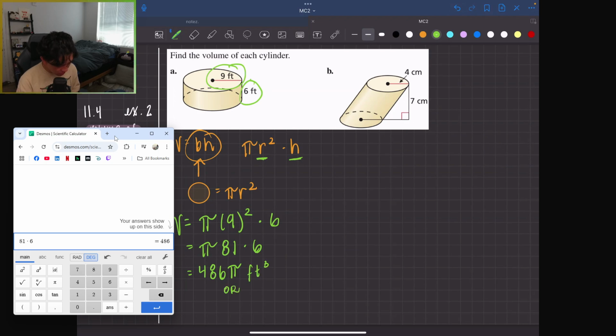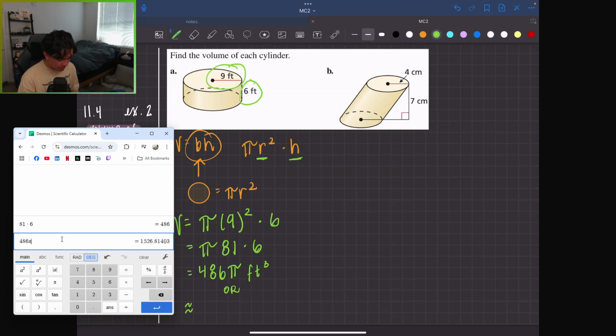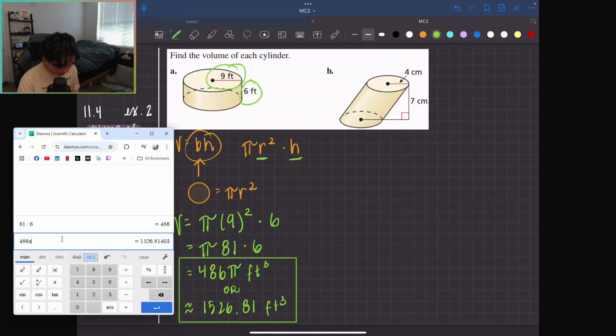Or if you wanted to actually approximate this value by multiplying out the pi, we would do 486 pi, which approximates to about 1526.81 cubic feet. So you could do both of these answers. All right, let's go to B.